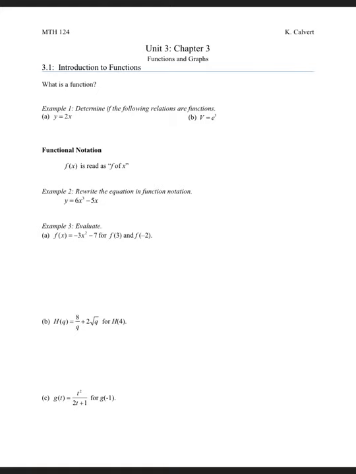Hello. With Unit 3, we are starting with 3.1, which is Introduction to Functions. So the first thing we have is what is a function?